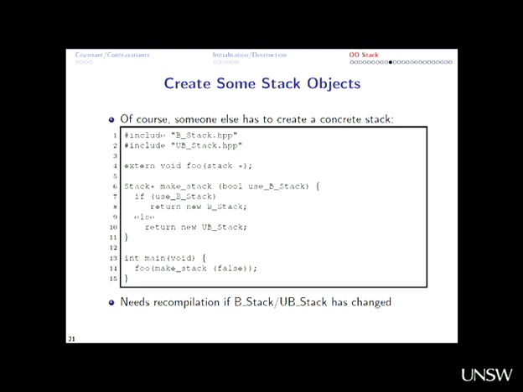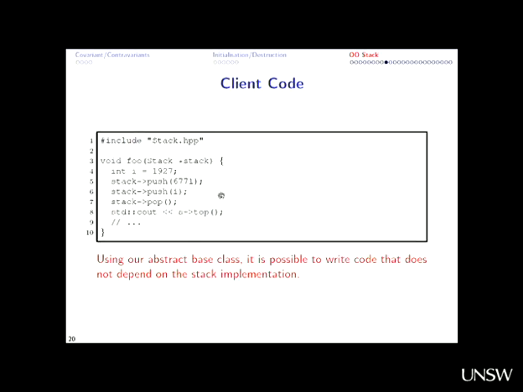There's a couple of other things to note. Say we have these in two different files. This file here is using just the abstract base class. If we go and change one of our implementations of bounded stack or unbounded stack, we don't need to recompile this code, because this code does not rely on anything to do with the implementation. It relies on the implementation to make it work, but it's generic to the abstract base class.